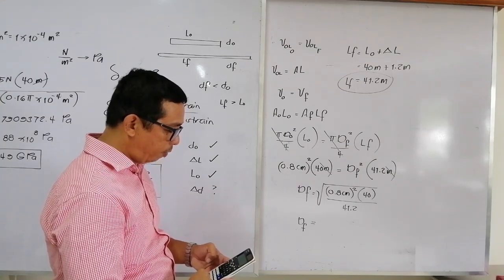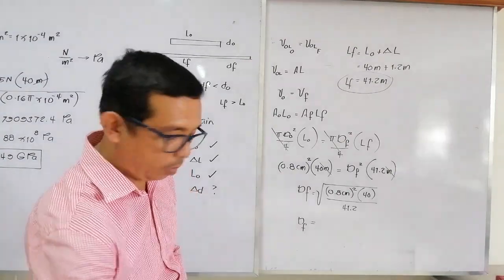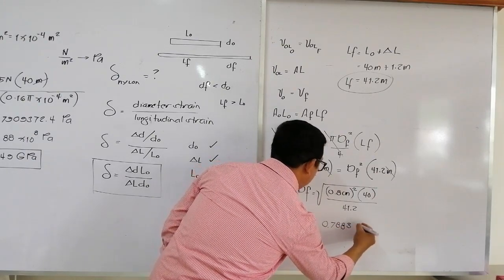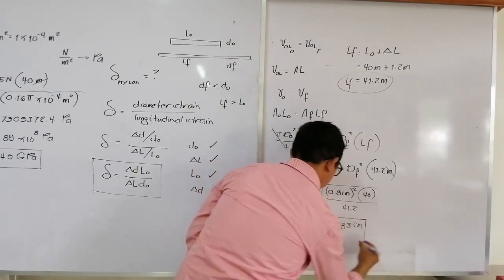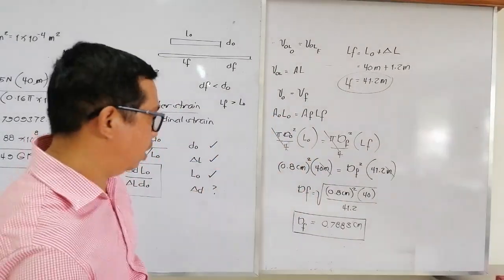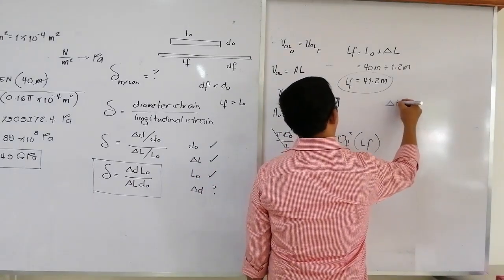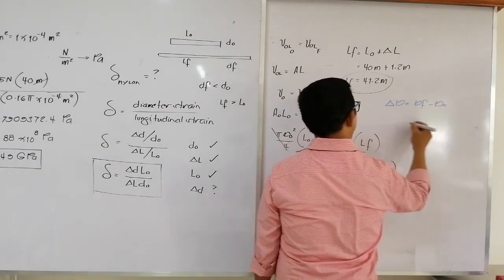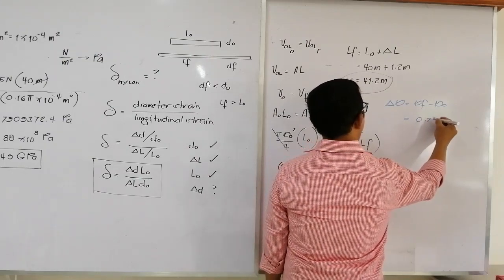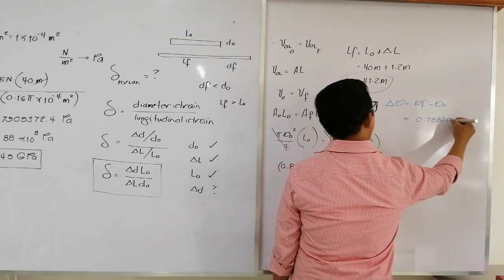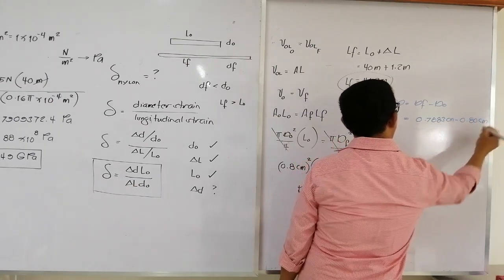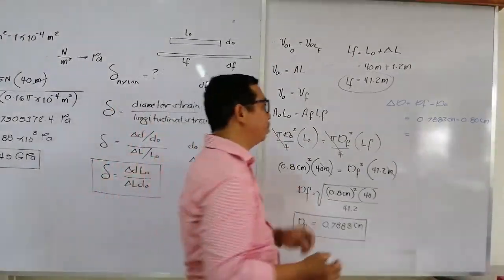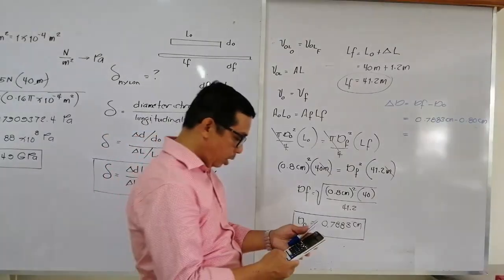0.7882, 0.7883 cm. So what's next? Okay. Malalaman natin ang change in diameter. Change in diameter would have to be final diameter minus the original diameter. 0.7883 cm minus 0.80 cm. And that is what we expected. Liliit yung final diameter kumpara sa original.